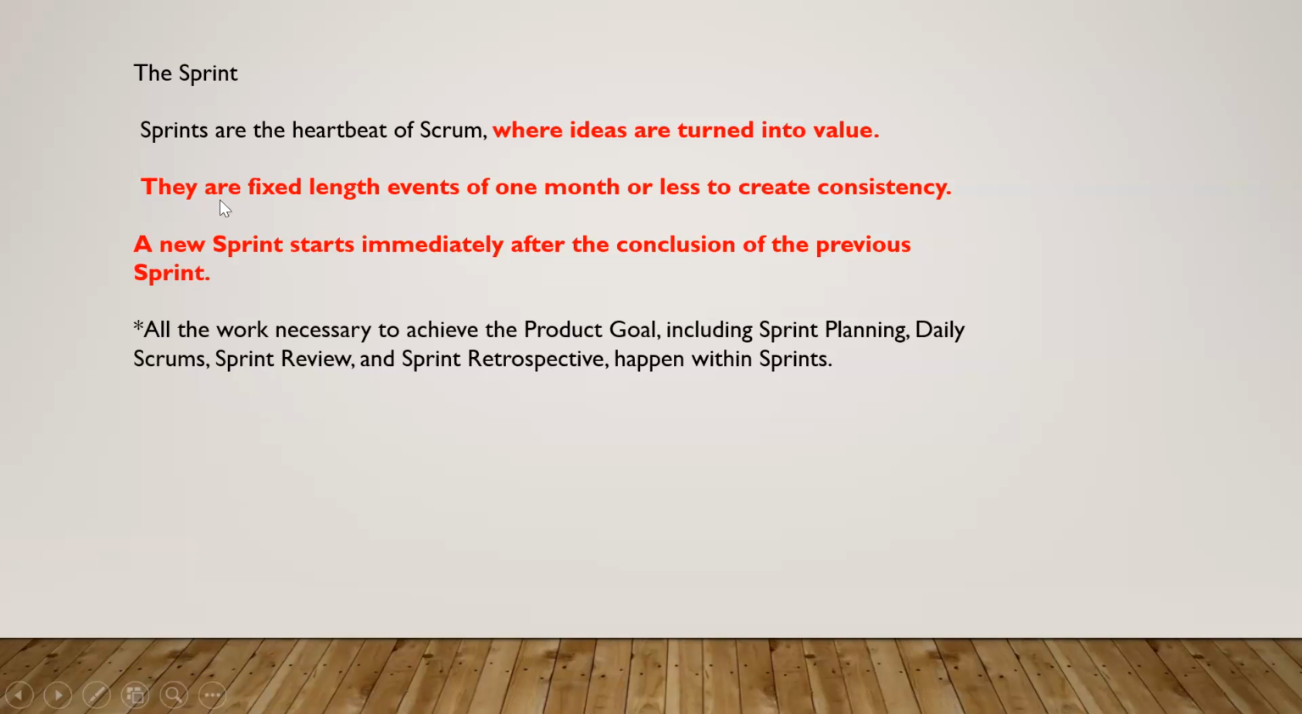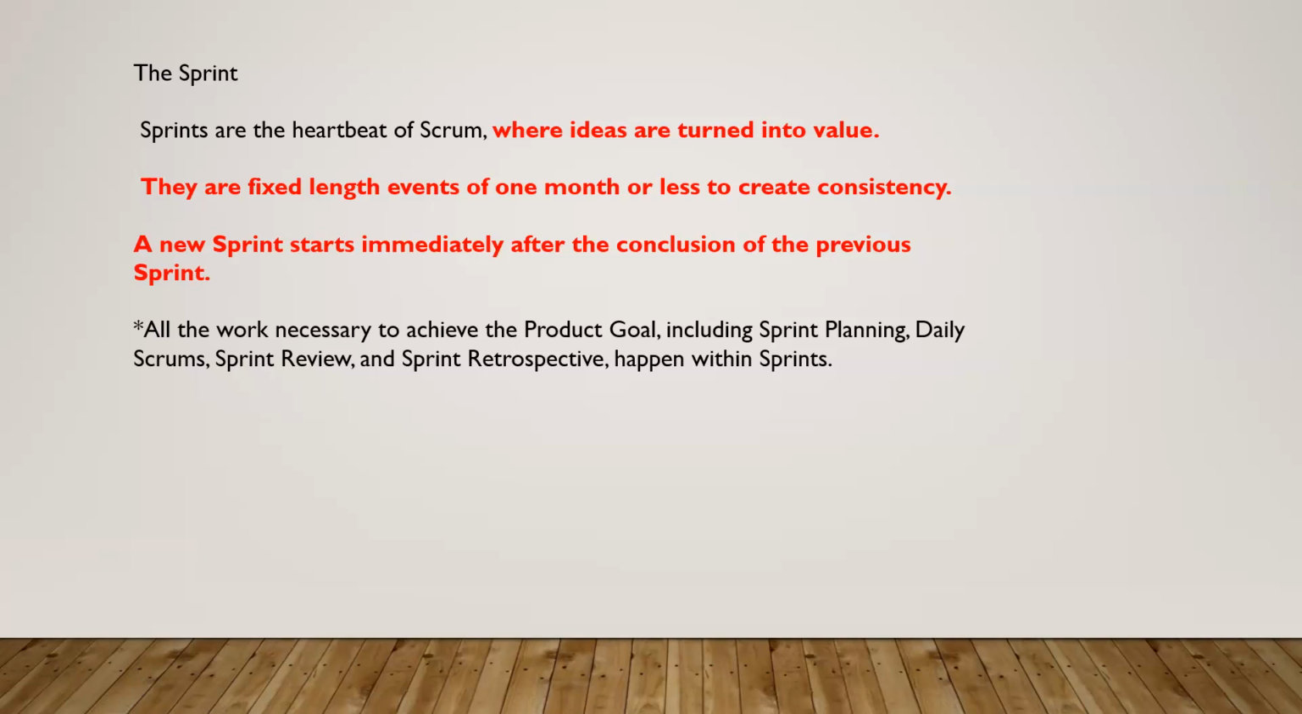They are fixed length events of 1 month or less to create consistency. So when you say sprint is an event where your ideas will turn into a value, that means you're going to work on something that will give you a value, and the length of that is going to be 1 month duration, or less than that. But there is a consistency. That means you're going to follow the same thing. It is not inconsistent.